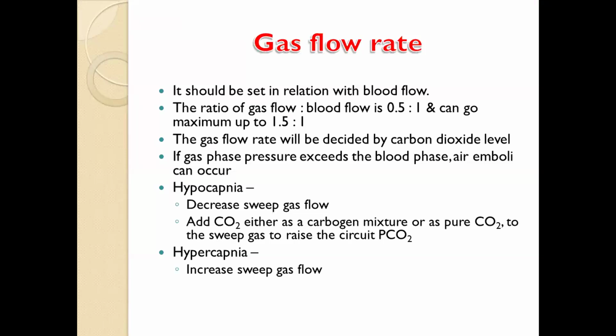Sweep gas flow rate is usually set at 0.5:1 to begin with. We can go up to a maximum of 1.5:1, depending on how high the CO2 levels are. And we have to titrate to carbon dioxide levels. In the early phase, we generally tend to start at low sweep gas flow because we don't want the CO2 to drop too quickly. Especially if at the beginning of ECMO there is significant hypercapnia, say more than 50 to 60. So we have to be very careful to titrate the sweep gas flow to reduce the CO2 very, very gradually. If there is hypercapnia, we may have to increase the sweep gas flow.